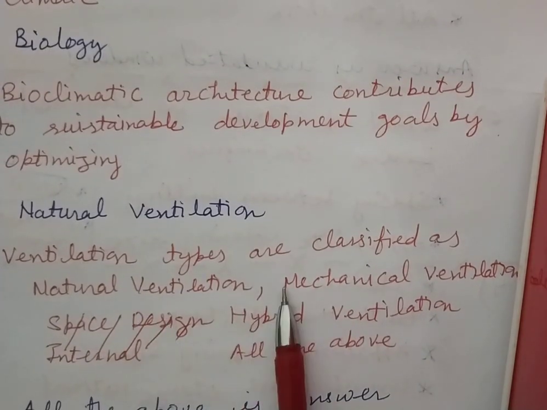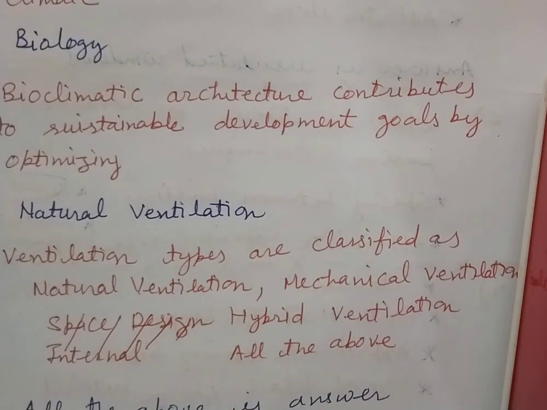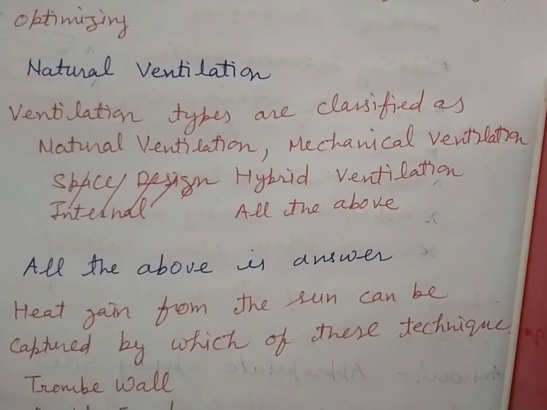Next is, ventilation types are classified as natural ventilation, mechanical ventilation, hybrid ventilation, or all the above. So the answer is all the above. From our notes, we can say ventilation types are natural ventilation, mechanical ventilation, and hybrid ventilation.